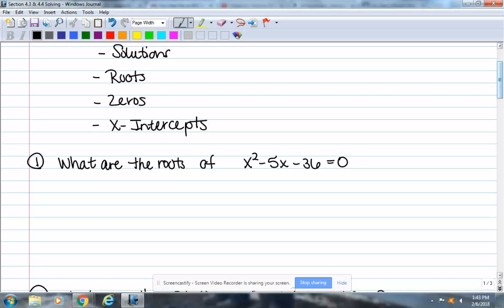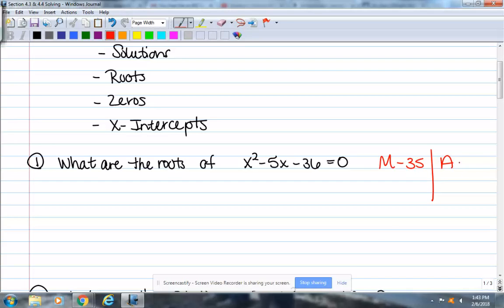Then it's got 3 terms, right? So with 3 terms, we make a chart, a table. Chart, table, same thing. On this one, we want 2 numbers that will multiply to get 36 and add to get -5. Is this going to be a short way or a long way? Short way, because there's not a number besides 1 in front of x squared. So therefore, it's only a short way.